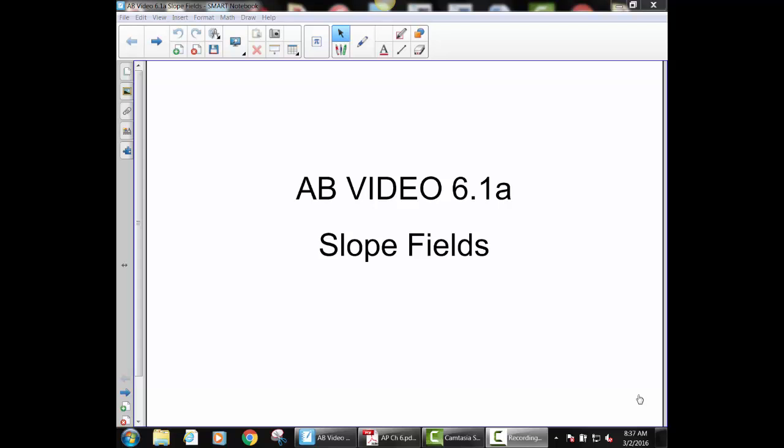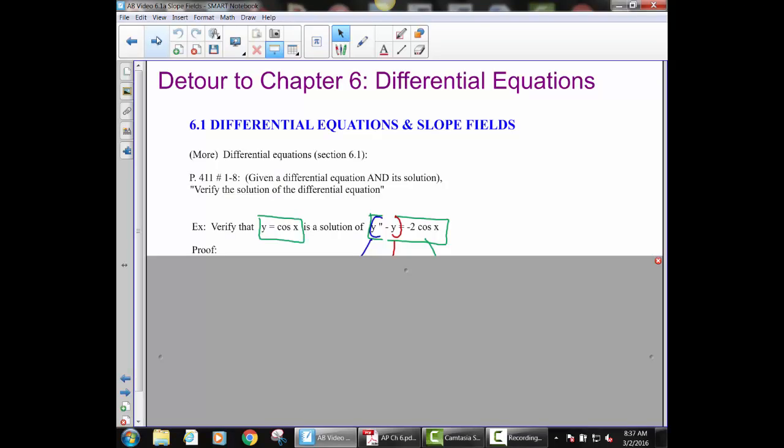I know we just started chapter 4, but this relates to chapter 4. It's called slope fields. At the beginning of chapter 6, 6.1, it's differential equations. This one page will be the last of differential equations, and then we'll get into slope fields, which is really what we're interested in. So here's an example from page 411 where you're given a differential equation and its solution.